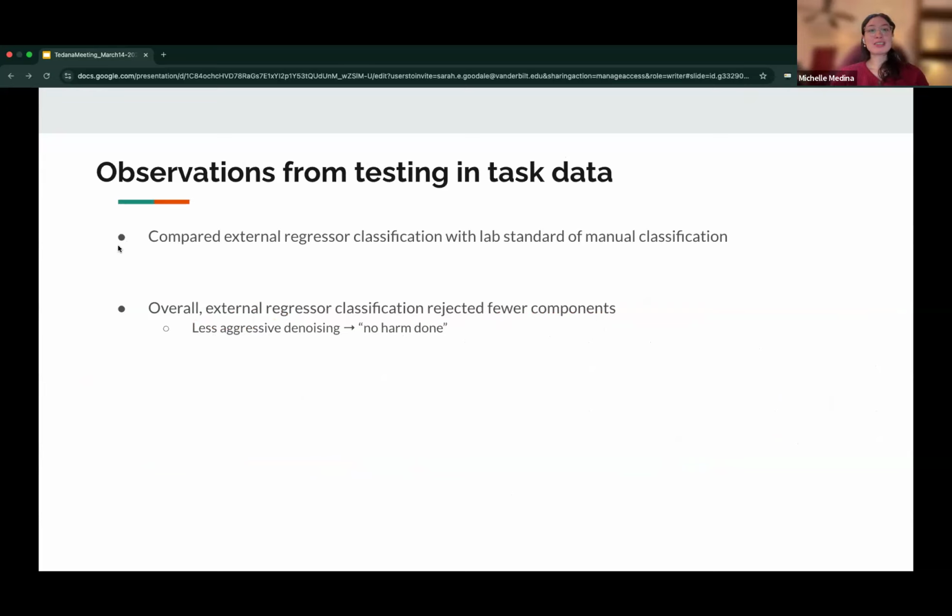Now, Molly Bright's lab has actually tested the external regressors nuisance tree on multiple motor task datasets, and we were able to compare it to a lab standard of manual classification. Overall, the result is that the external regressor classification ended up rejecting fewer components, meaning that it's a less aggressive denoising. But even though it's keeping more components than we rejected in our manual classification, the conclusion was still that there was no harm done. And I'm going to show this on some beta coefficient subject level maps on this next slide.